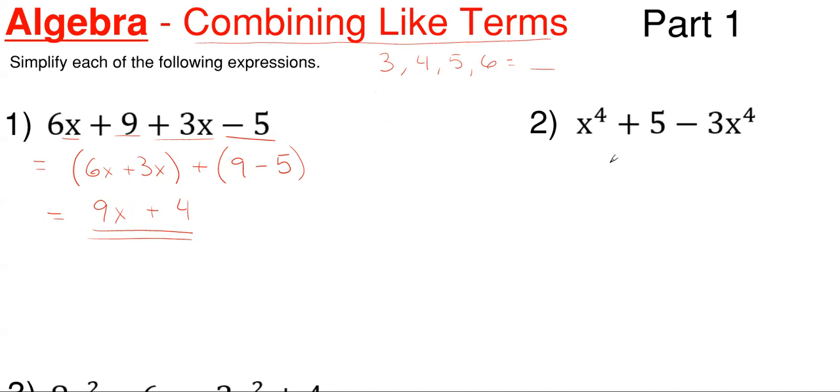Alrighty, so let's move on to our second one over here. We have x to the fourth plus 5 minus 3x to the fourth. All right, let's gather up everything that we have with x to the fourth. So we would have the first one, which is just x to the fourth. This one plus 5, no x to the fourth attached to it, so let's not include it just yet. And then we have minus 3x to the fourth. You have to include that minus sign, 3x to the fourth.